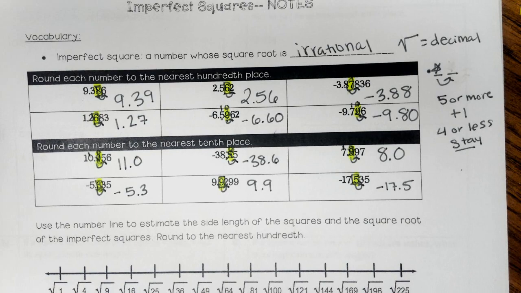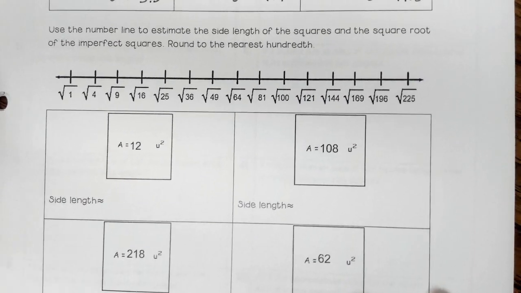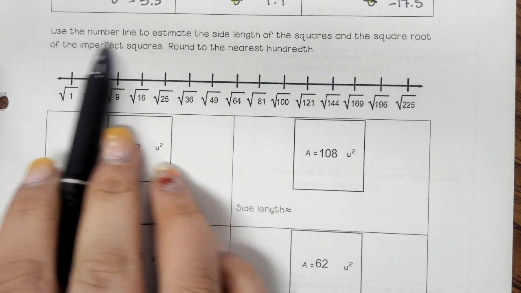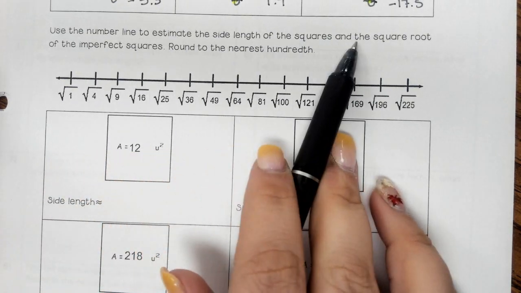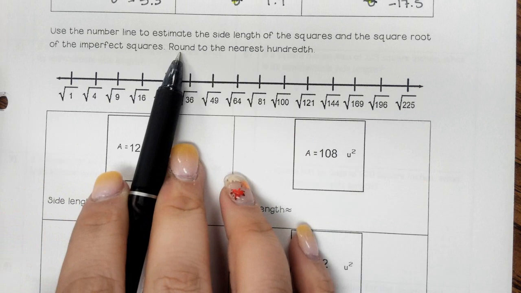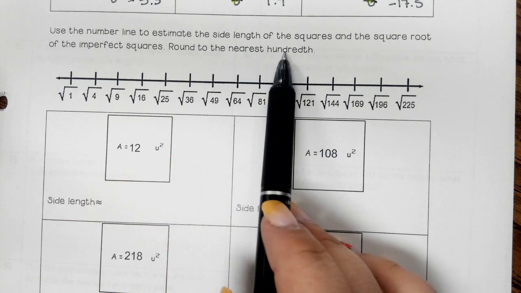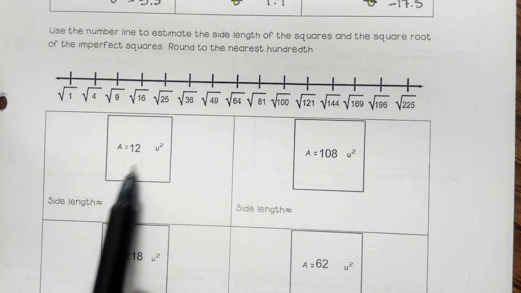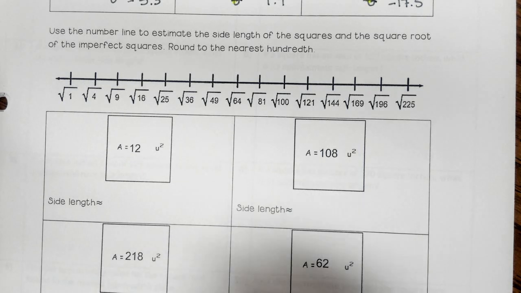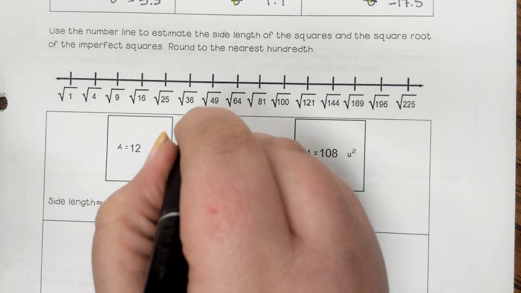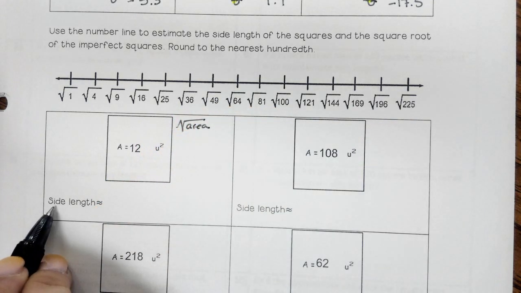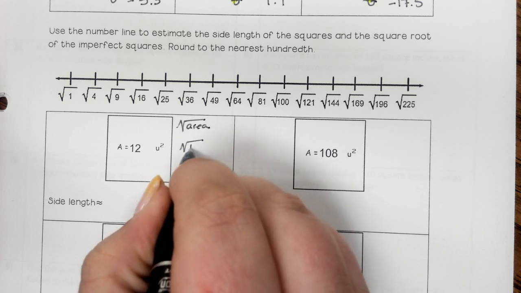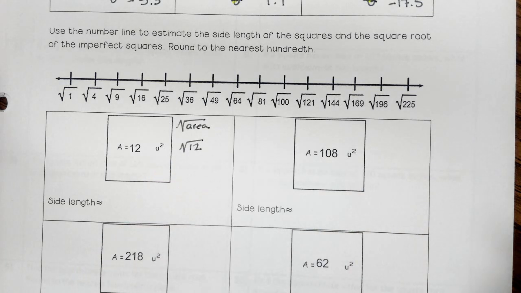Now that we're experts on rounding, let's look at some imperfect squares. This says to use the number line to estimate the side length of the squares and square root of the imperfect squares. Round to the nearest hundredth. This first square has an area of 12. We know from yesterday that if we take the square root of the area, we'll find the side length. So we want to take the square root of 12. But the square root of 12 isn't perfect. I can't make a perfect square using 12.